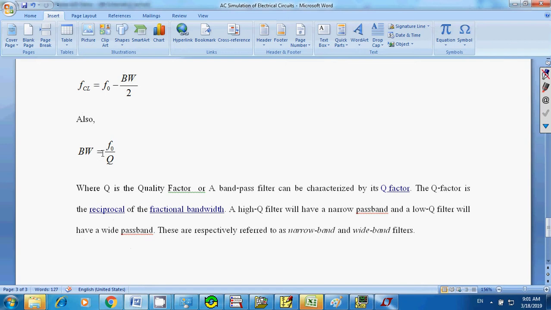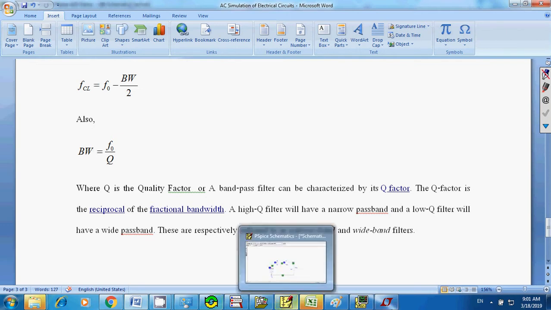And you also know the bandwidth has a relation with the Q factor: bandwidth equals F0 divided by Q. Q is the quality factor, and a bandpass filter can be characterized by the Q factor. What does Q factor mean? Q factor is inversely proportional to the fractional bandwidth. If you have a high Q filter, that means you have a narrow bandwidth or passband, but a low Q shows that you're going to have a wide passband. So according to this equation, bandwidth equals F0 divided by Q.